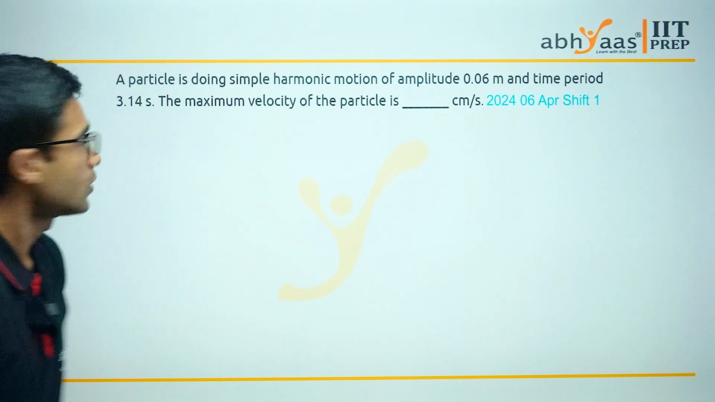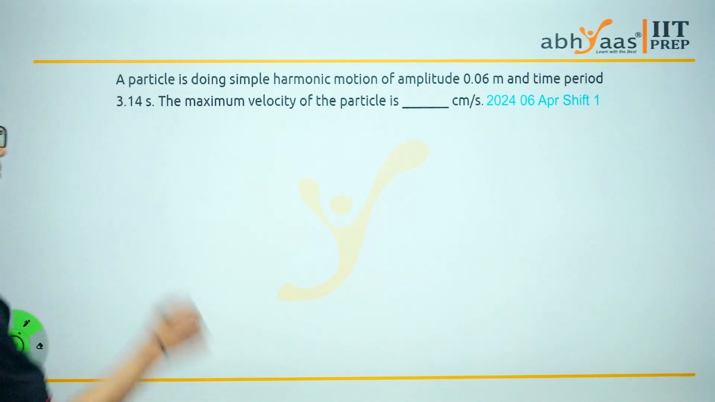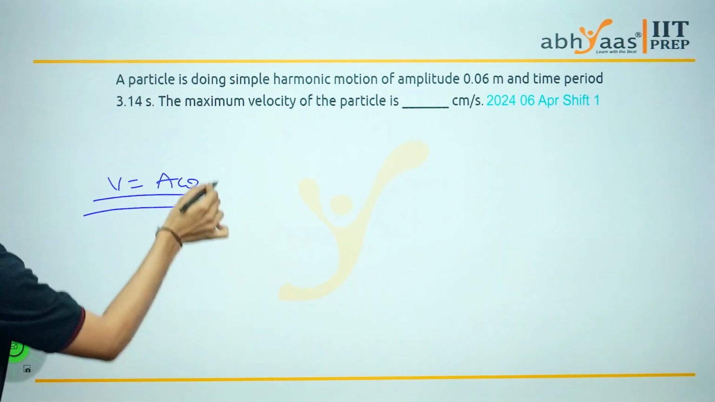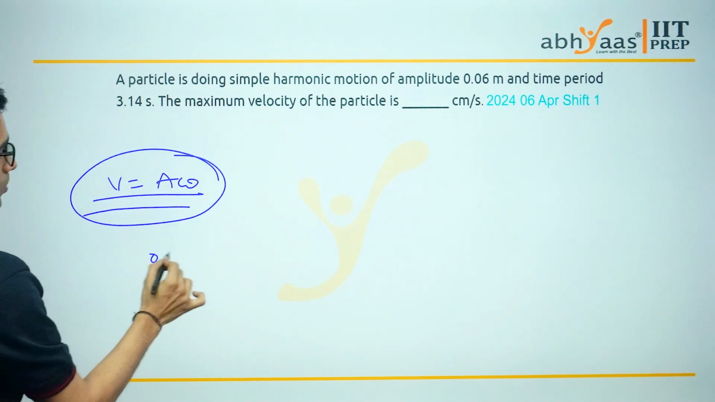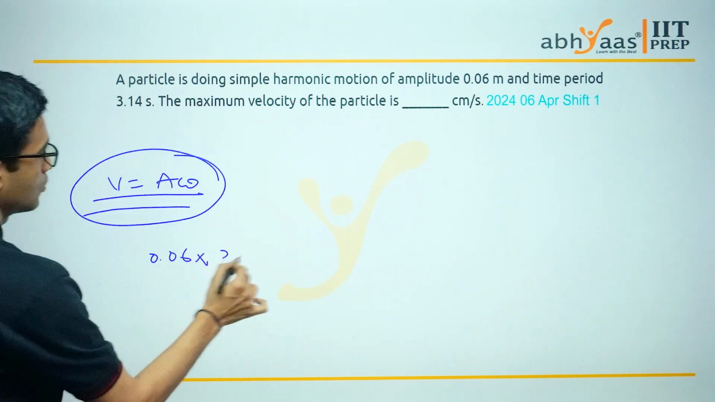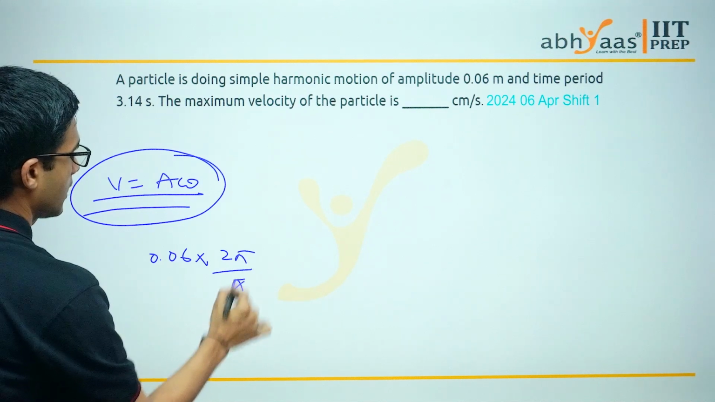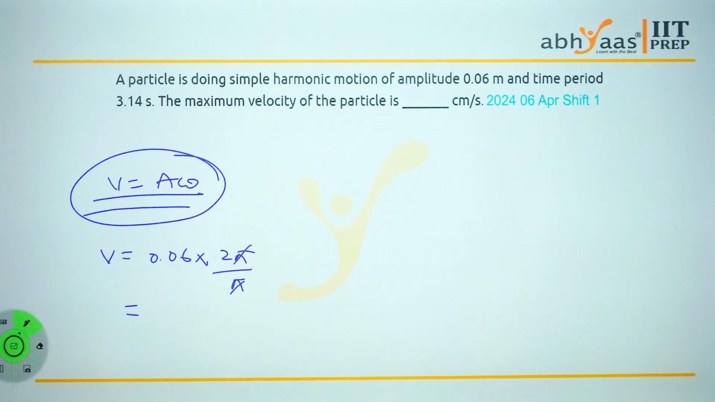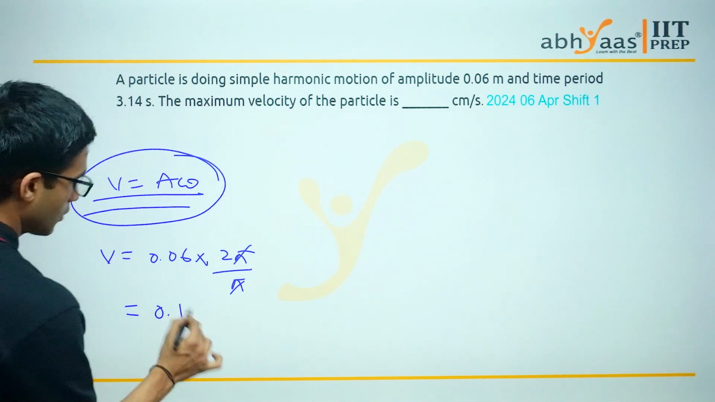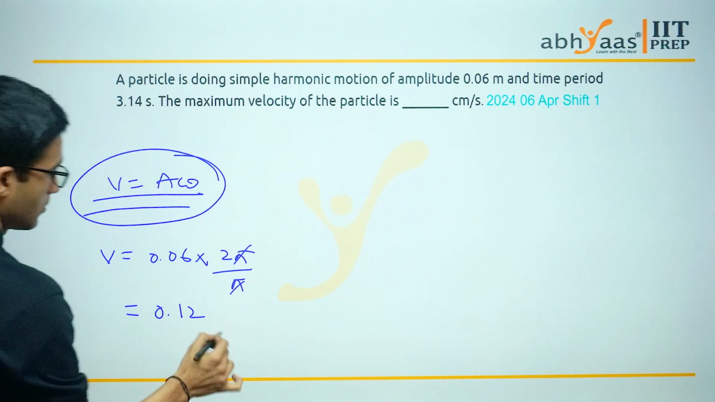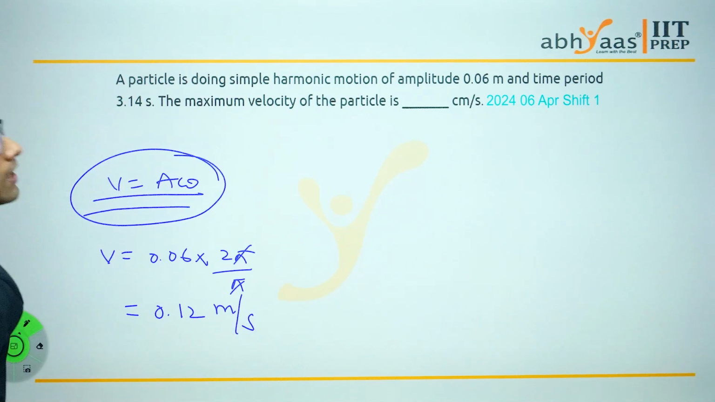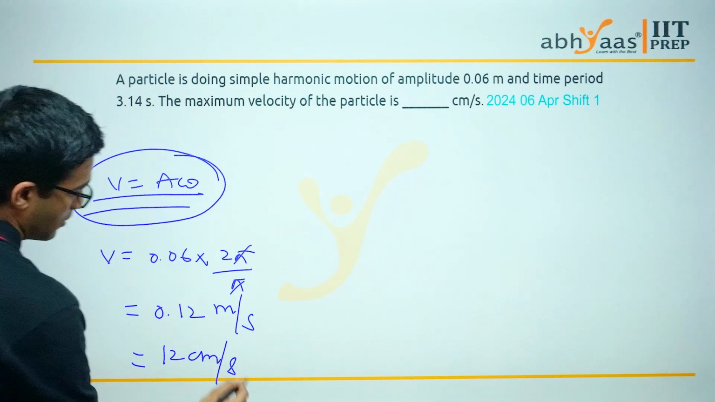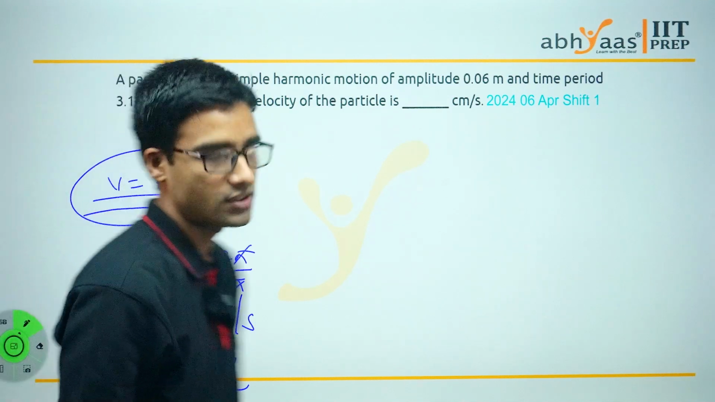Amplitude is given, time period is given, maximum velocity of the particle v is equal to a omega. Maximum velocity is this one. Amplitude is 0.06. Omega is 2 pi by pi. Cancelled. What you will get? v is equal to this one, 0.12. This is in meters per second, but you need it in centimeters. That means if you multiply by 100, you will get 12 centimeter per second. So this is a very simple question.